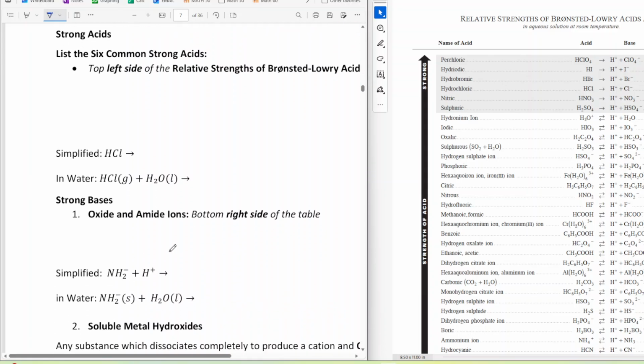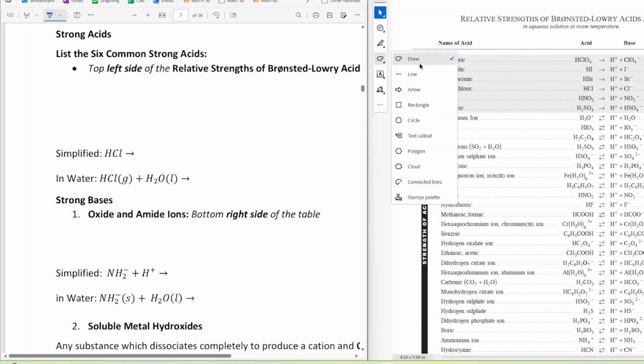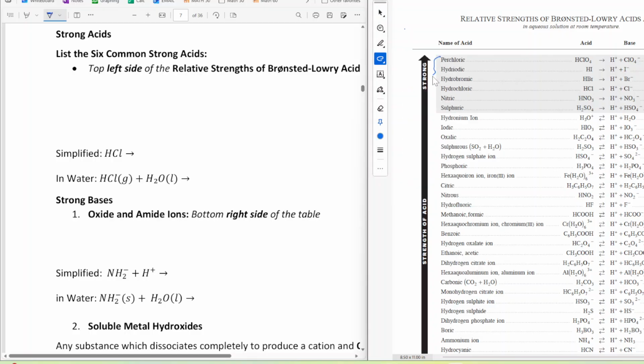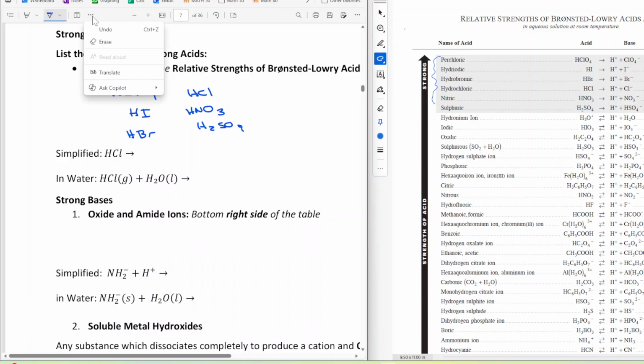So the 6 strong acids are these ones that are shaded at the top here. These are our 6 strong acids. They include perchloric acid, HI, hydrobromic acid, hydrochloric acid, nitric acid, and sulfuric acid. These are our 6 strong acids which 100% ionize in water.